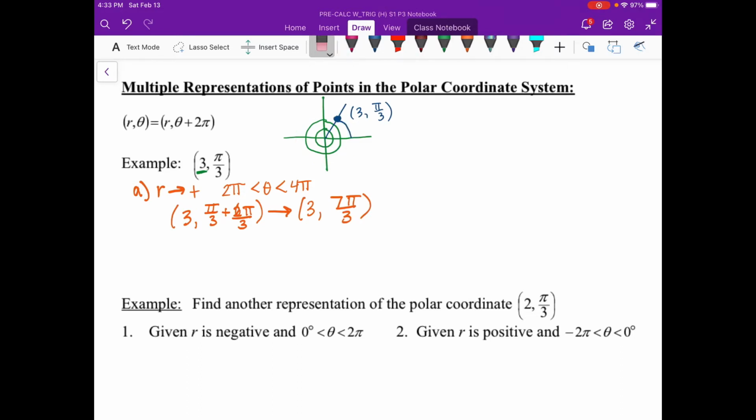Scenario B, I'm going to need to draw that circle again so we can see the last scenario a little bit better.